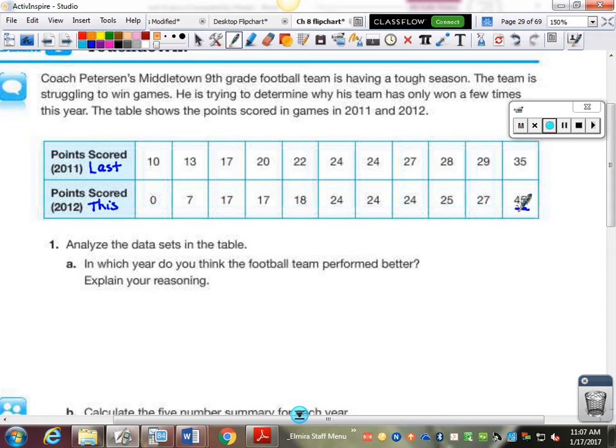Okay, so right now we're just eyeballing data, and we don't have any numbers to back up what we're saying. So that's what we're going for today: we're trying to determine in which year the scores are more reliable, and we're going to do that based on something that I'm going to teach you today to calculate, called the IQR, the interquartile range.